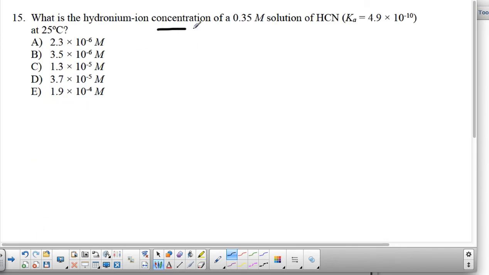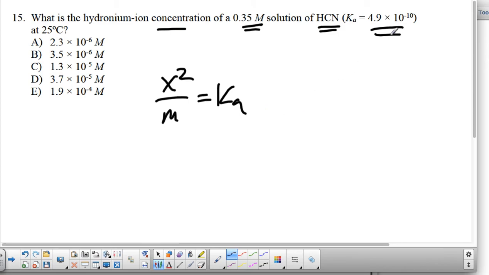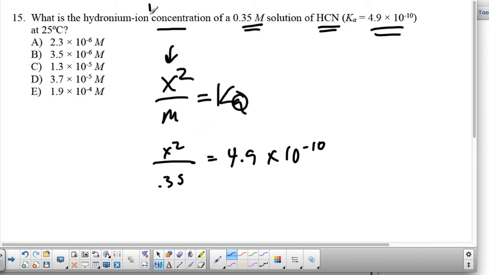15. What is the hydronium ion concentration of 0.35 HCN? Notice I have a Ka. So since I'm solving for a weak acid, I say x squared over molarity is equal to my Ka value. If my Ka value is 4.9 times 10 to the negative 10th, I put that in for Ka. I drop my molarity down there at 0.35. Remember x squared is the exact same thing as H+ or H3O+. So I basically take 0.35 times 4.9 times 10 to the negative 10th. There's my setup. I'm solving for x. When I solve for x, the correct answer is C.